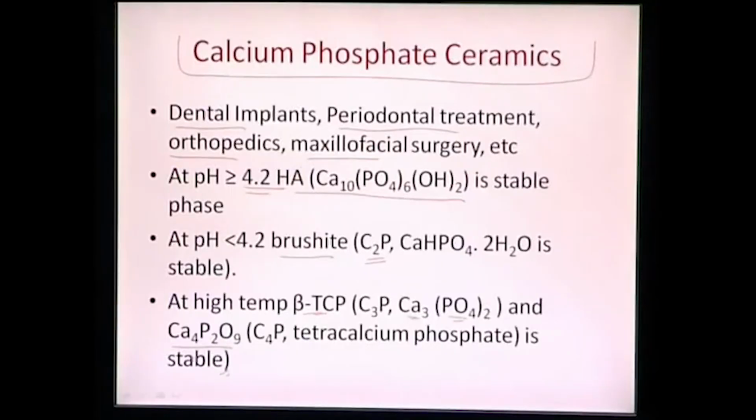So once we are able to create some static conditions where we can generate some alkaline pH regions, we will find that hydroxyapatite will start precipitating. For that we need to have a pH greater than 4.2, but at a pH lower than 4.2, we have brushite, and this particular structure is stable. But at higher temperatures, we have tricalcium phosphate and tetracalcium phosphate, which are much more stable.